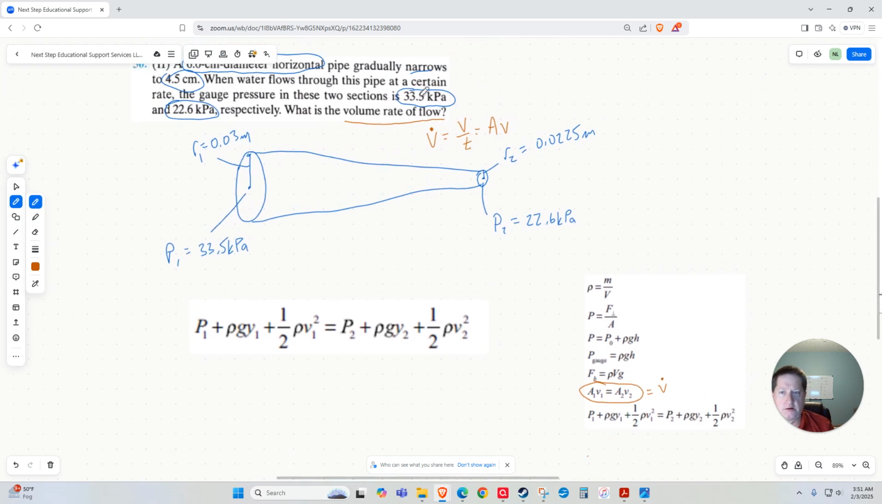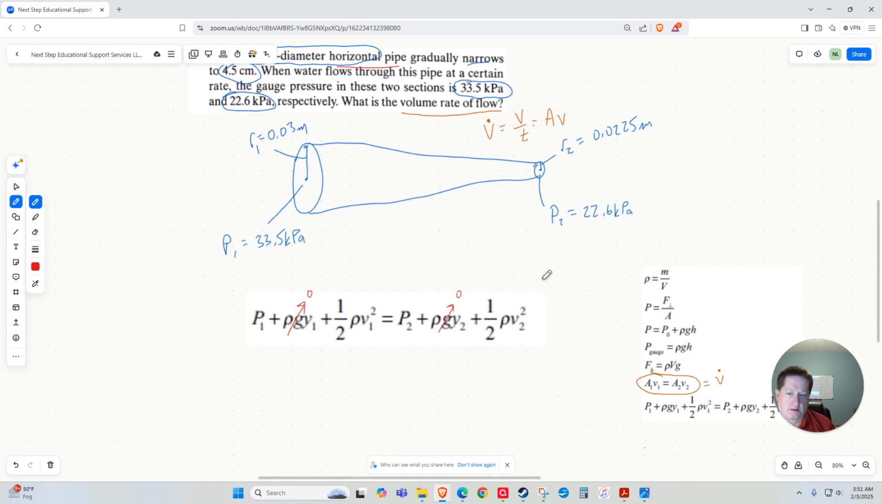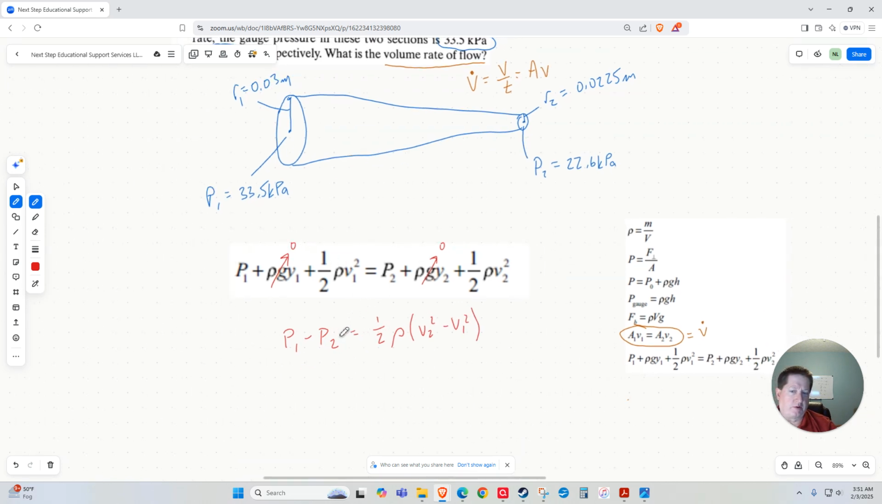Let's start by applying our equation to our problem. Because it's a horizontal pipe, no height change, so we can eliminate a hydrostatic pressure due to height portion of the equation. If I move the pressures to the other side, we have our dynamic pressure on the other side. And that's just simply rearranging what's left here. And once we get here, we still don't have volumetric flow rate, but we can see that that is related to these velocities.